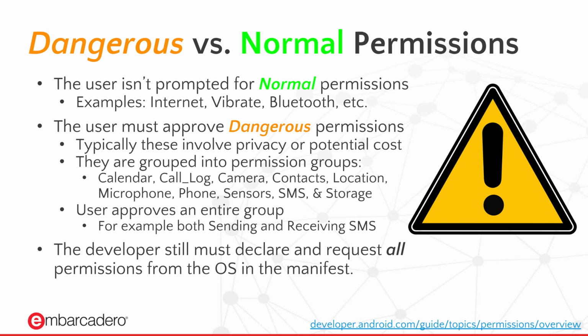One note, though, is that the permissions are grouped. So if you request to send an SMS message and the user allows that, then the user also allowed receive SMS message, because they're both in the same group. And as I mentioned, you still have to put all the permissions in the manifest as well, even though you're asking for them individually.